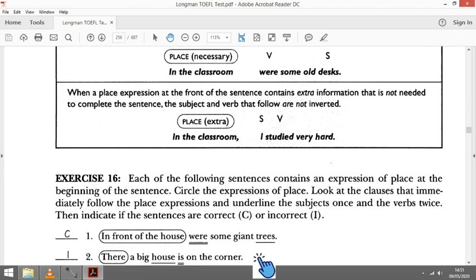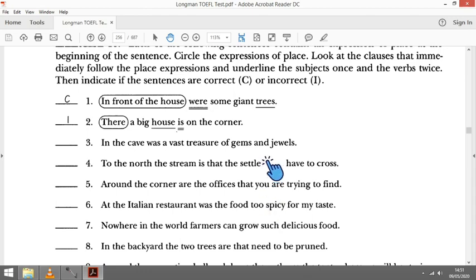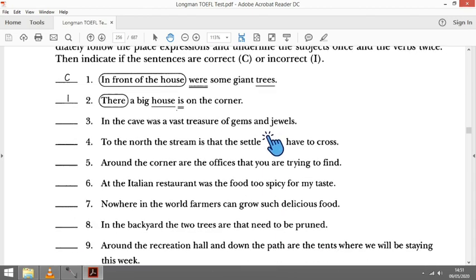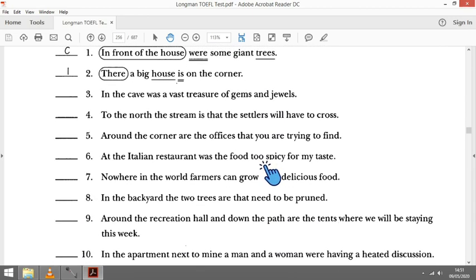Well, let's go to exercise 16. Number 1 is incorrect. Correct. Okay, look at this. In front of the house. This means that we put the verb first and then the subject. But look at the subject, it's placed correctly, so the verb is right. We need it. There were some giant trees. Where is it? In front of the house.